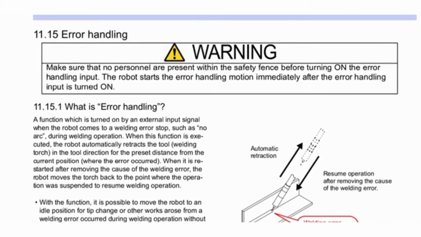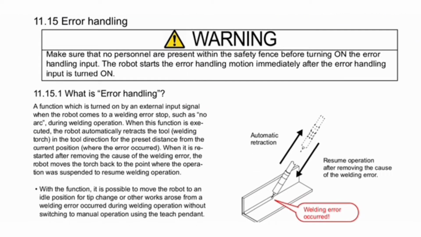Next is error handling. Warning, make sure that no personnel are present within the safety fence before turning on the error handling input. The robot starts the error handling motion immediately after the error handling input is turned on. What is error handling? A function which is turned on by an external input signal when the robot comes to a welding error stop, such as no arc during welding operation.